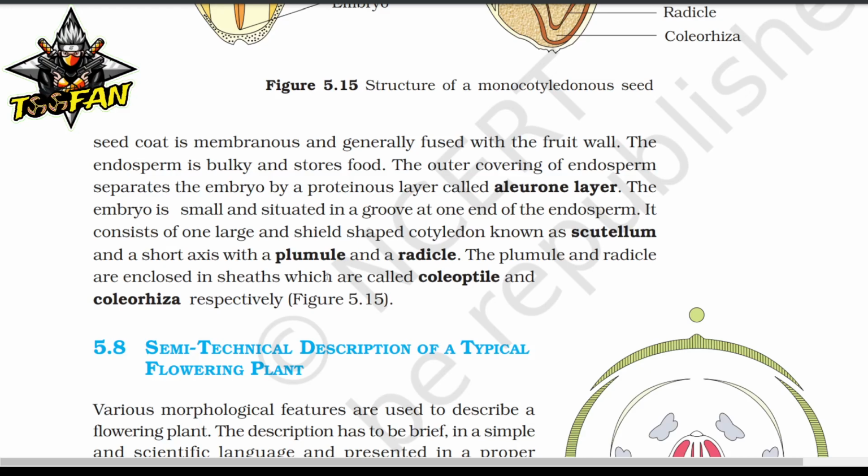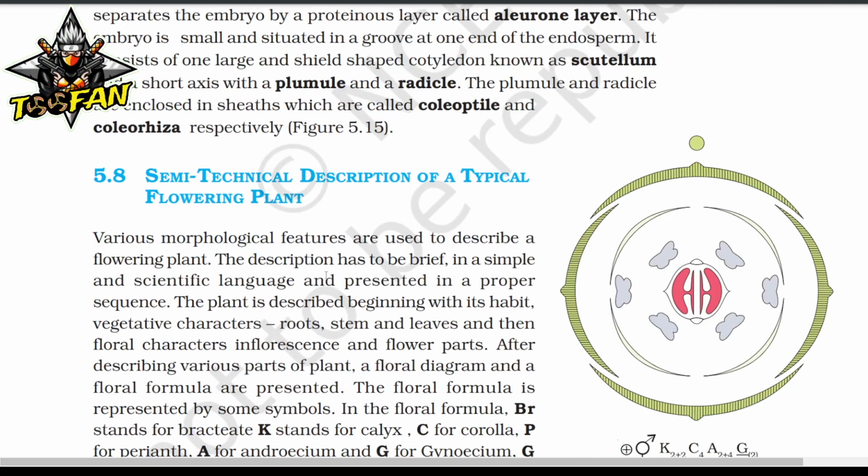It consists of one large and shield-shaped cotyledon known as scutellum and a short axis with plumule and a radicle. The plumule and radicle are enclosed in sheaths which are called coleoptile and coleorhiza respectively. Semi-technical description of a typical flowering plant.